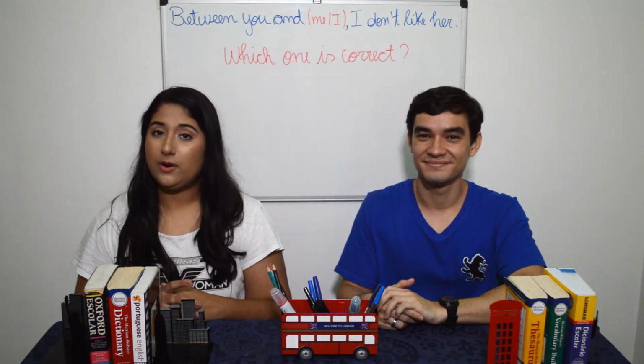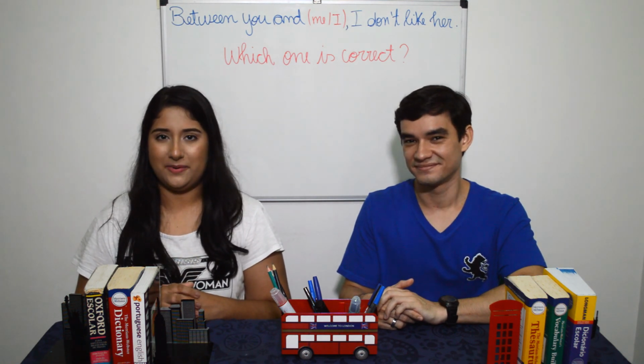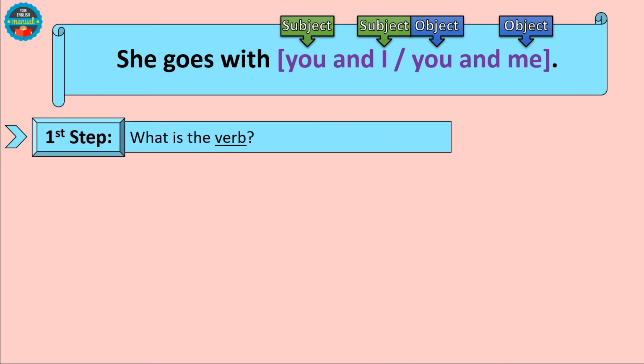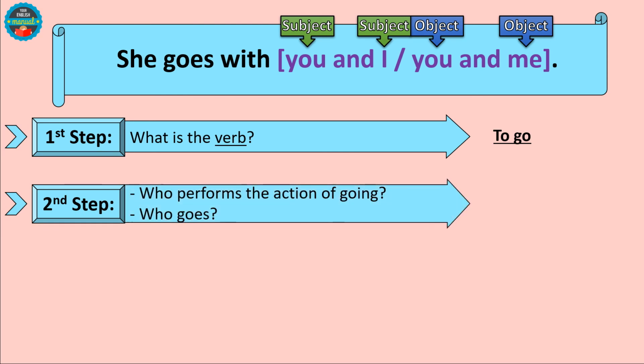Another thing, remember what we said about the prepositions? So let's check this example. If I say she goes with you and I or she goes with you and me, which one is correct? First step, what's the verb? To go. Second step, who goes? Answer, she. So she is the subject.